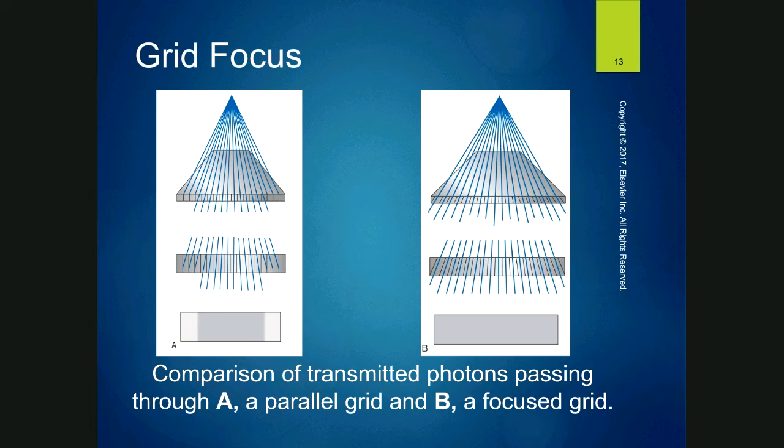Anyways, grid focus. Because your X-ray beam is coming out of the tube in a divergent fashion, your grid is constructed to match that. The grid strips, instead of being straight up and down, are slightly kicked in like so to match that angle of divergence of the beam.